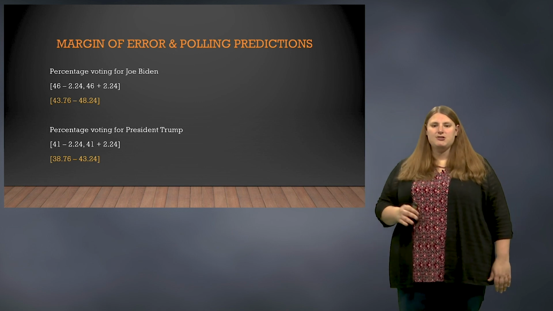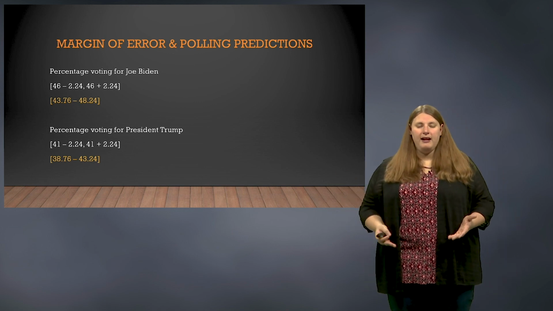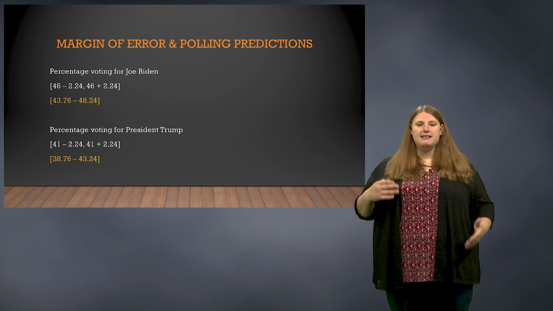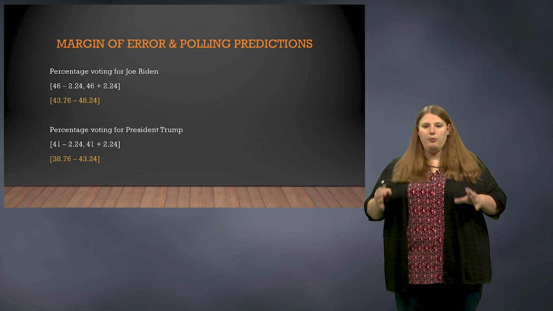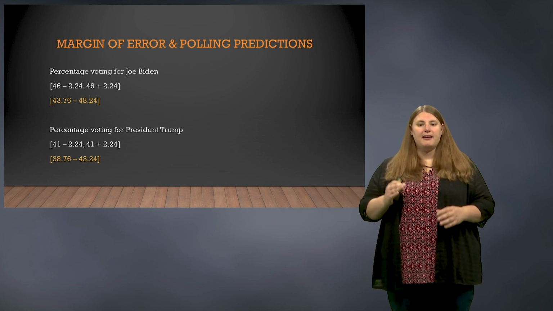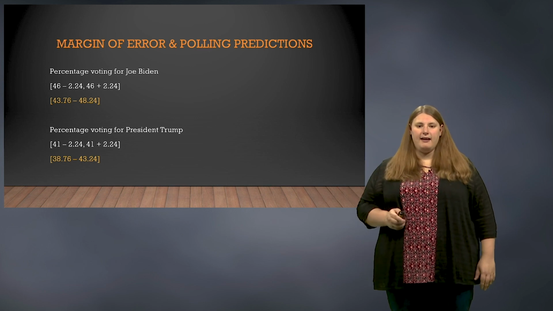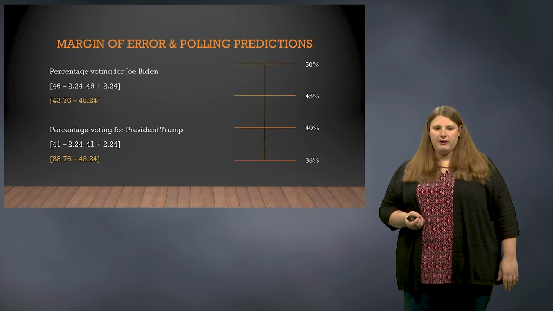Now we still need to answer the question of who will win, right? The margin of error introduces some uncertainty into the sample measurements. So to figure out who will win, the best way is to put the confidence intervals side by side. So let's plot this on a quick graph.